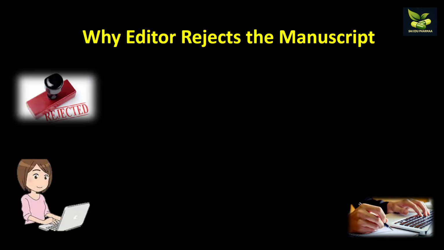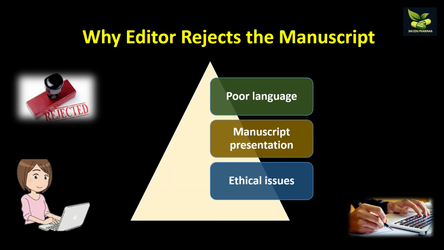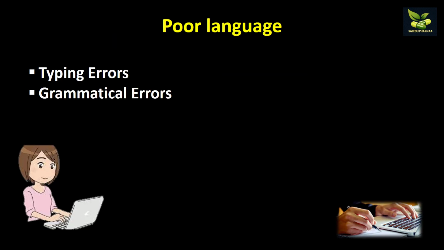So why does the editor reject the manuscript? There are three broader areas due to which the paper is rejected. First is poor language, second is manuscript presentation, and third are ethical issues. So now we will discuss them one by one.